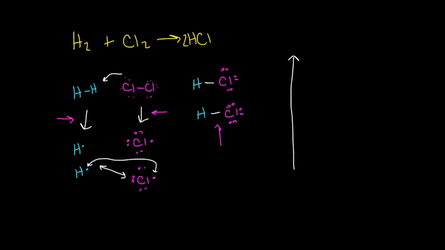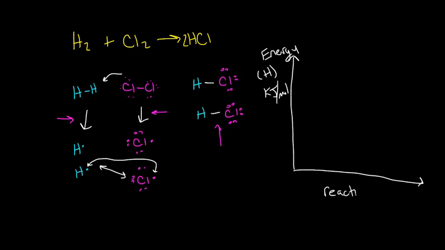Okay, so if we think about our reaction progress, and you may or may not have seen diagrams like this before, but the idea is that on the y-axis we have energy, and in this case we're specifically going to be looking at enthalpy, so H here, and we'll label it in kilojoules per mole. And on the x-axis, we are looking at reaction progress. So we are progressing from reactants to products.